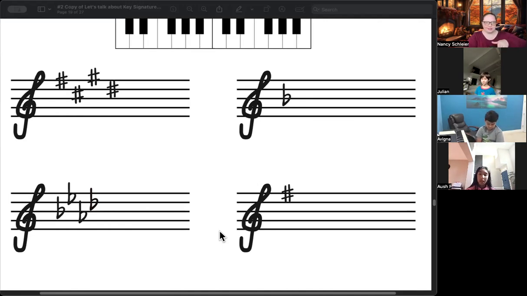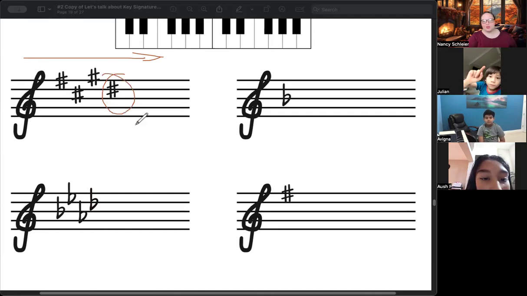All right. So this one, who remembers the sharp rule for finding majors? Julian, what is the sharp rule? Find the last sharp and then go up a half step and then do that letter, then major. Very good. Okay, so let's find this one. The last sharp would be this. So who knows what sharp that is?